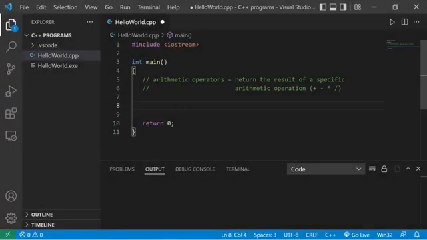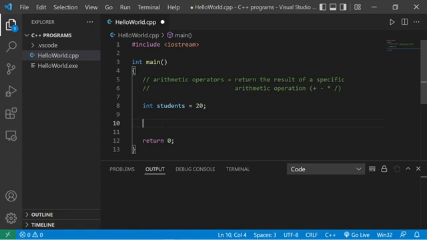All right, everybody, welcome. We are going to discuss arithmetic operators. Arithmetic operators return the result of a specific arithmetic operation, such as addition, subtraction, multiplication, and division. Let's say we have 20 students. int students = 20. If a new student joins our class, we would like to add one student.